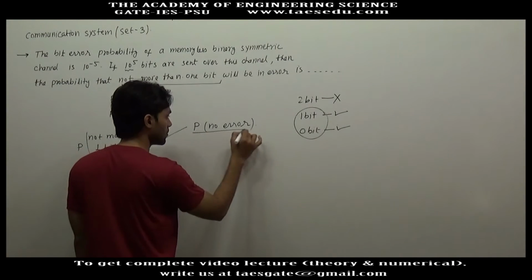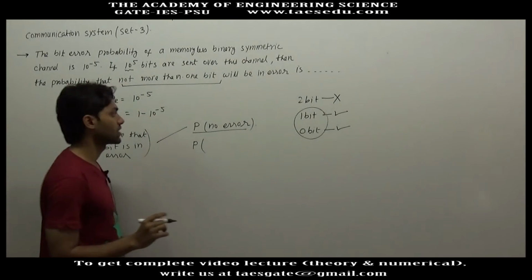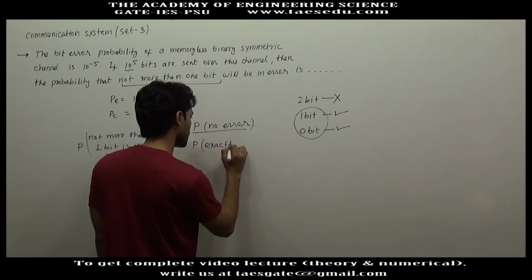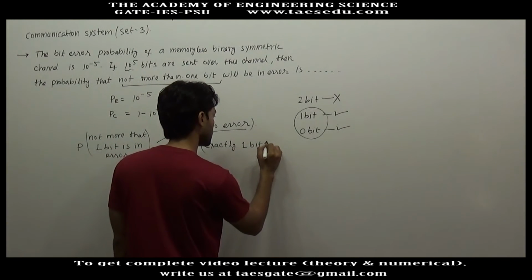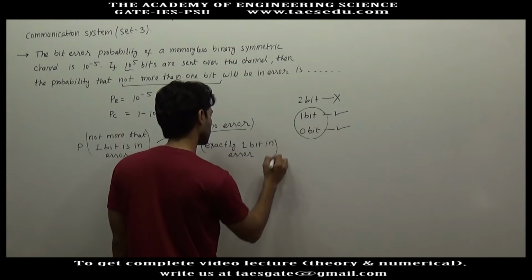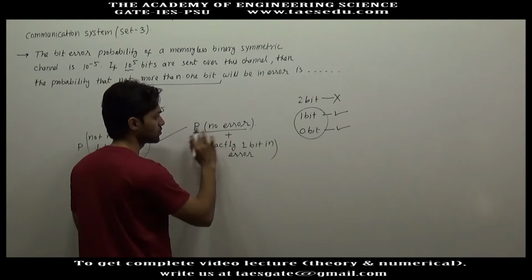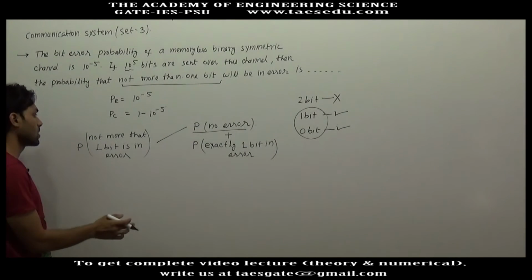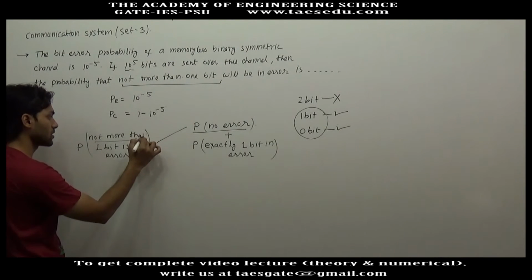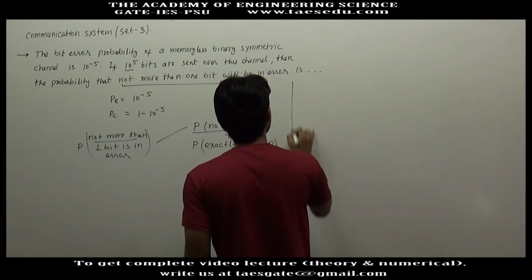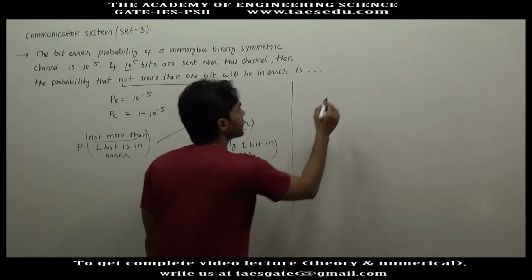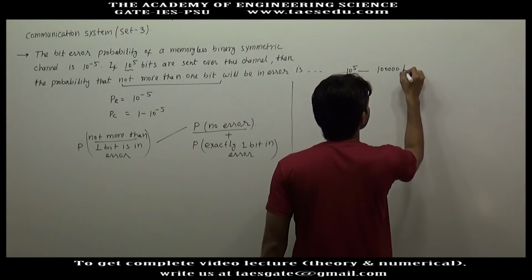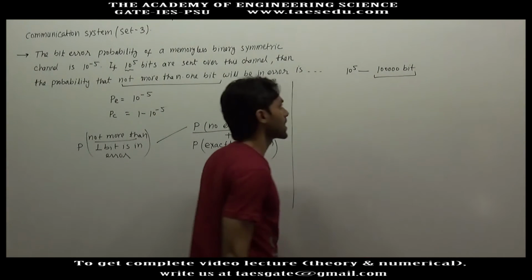So we have to find out the probability of no error and the probability of exactly 1 bit in error. For these two cases, find out the probability and add them. Then this will give you the probability that not more than 1 bit is in error. So for the probability of no error, there are 10 to power 5 bits. It means there are 1 lakh bits and all are detected correctly.